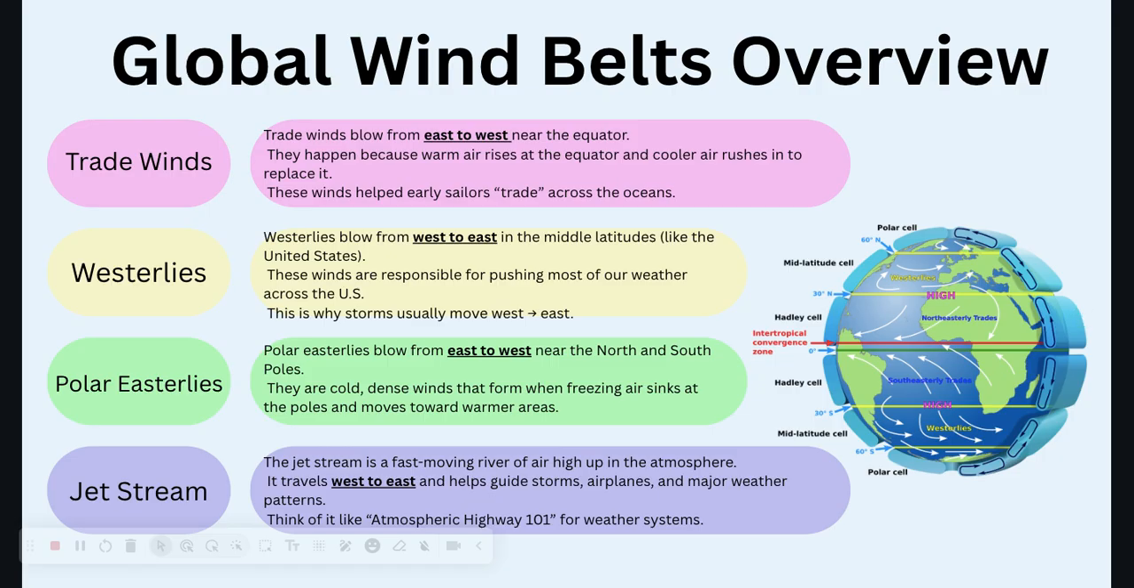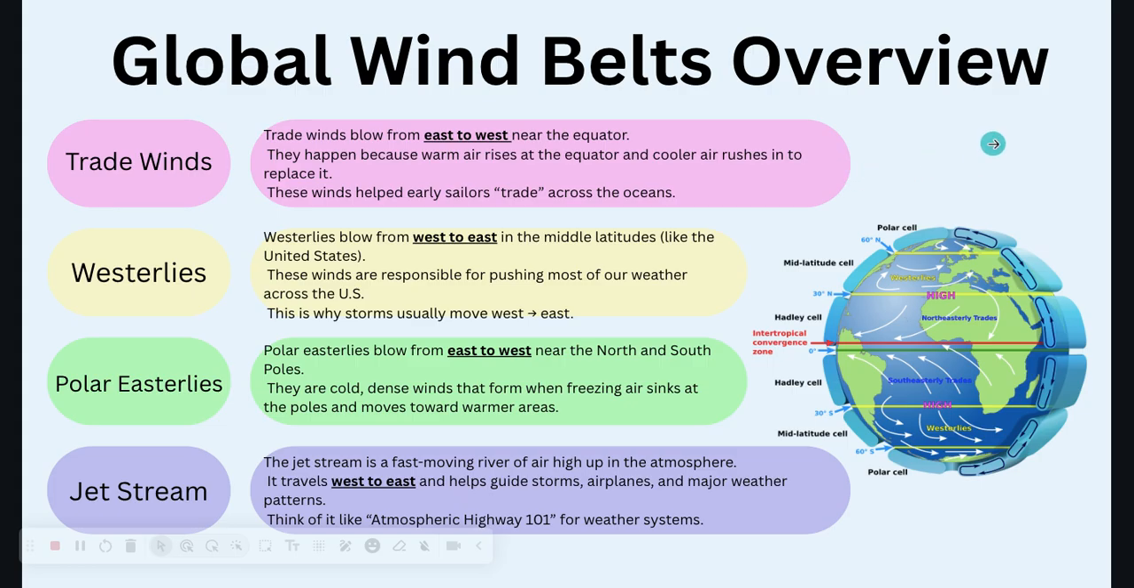All right, global wind belts overview. It says write down one key fact for each. So your trade winds blow from east to west near the equator. Don't pick east to west as one of your key facts because you're going to get that on the back. So these are near the equator.